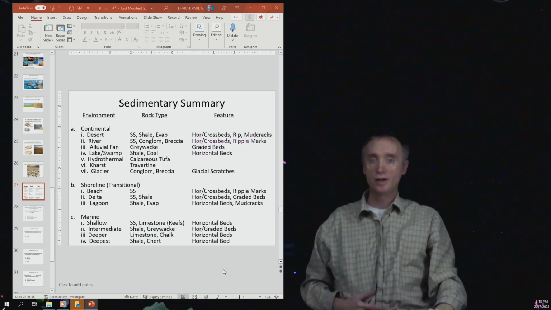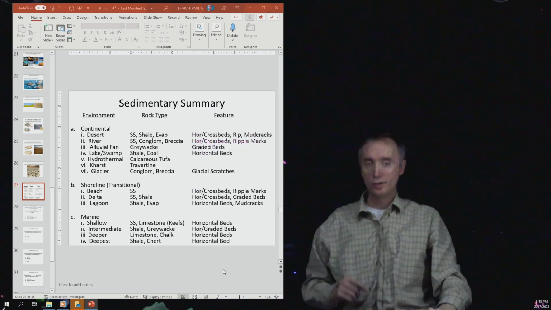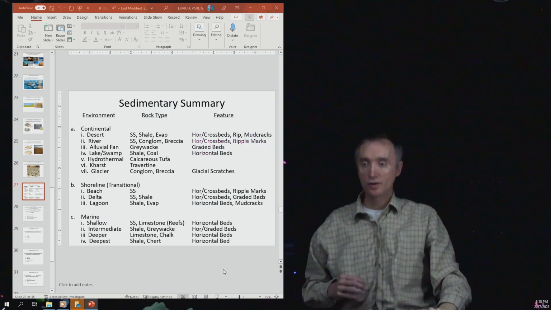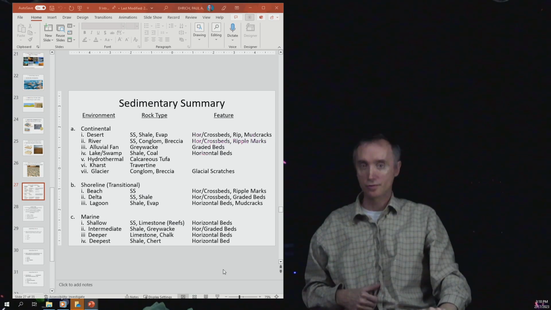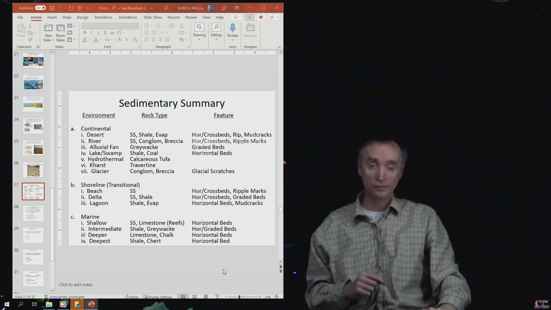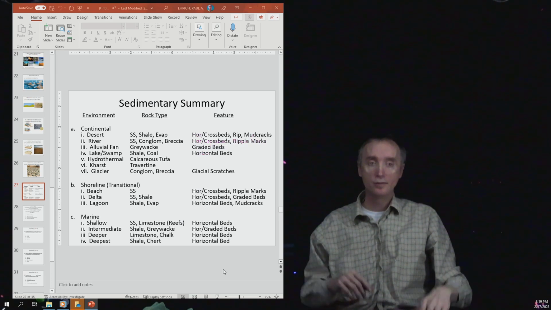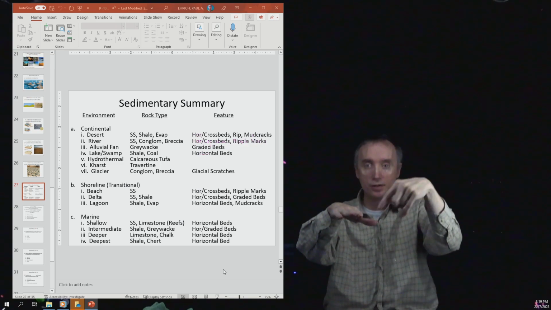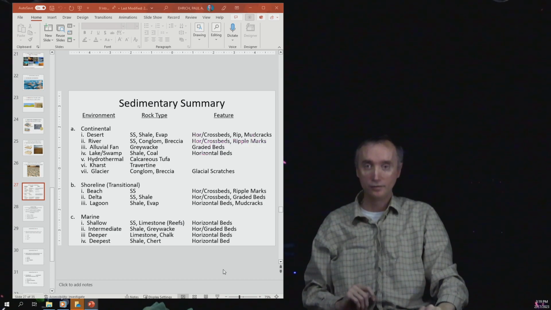Okay, I'm back, and so now we want to summarize what we've been talking about today. So we've talked about sedimentary environments, we've talked about different kinds of sedimentary rocks, and then we've talked about different kinds of sedimentary features. So in this chart here, we divided up into environments. So you have the continental environment, you're going to have the marine environment, the ocean environment, and then you're going to find the environment where the two come together. So where the continent meets the ocean is going to be the shoreline, or the transitional environment.